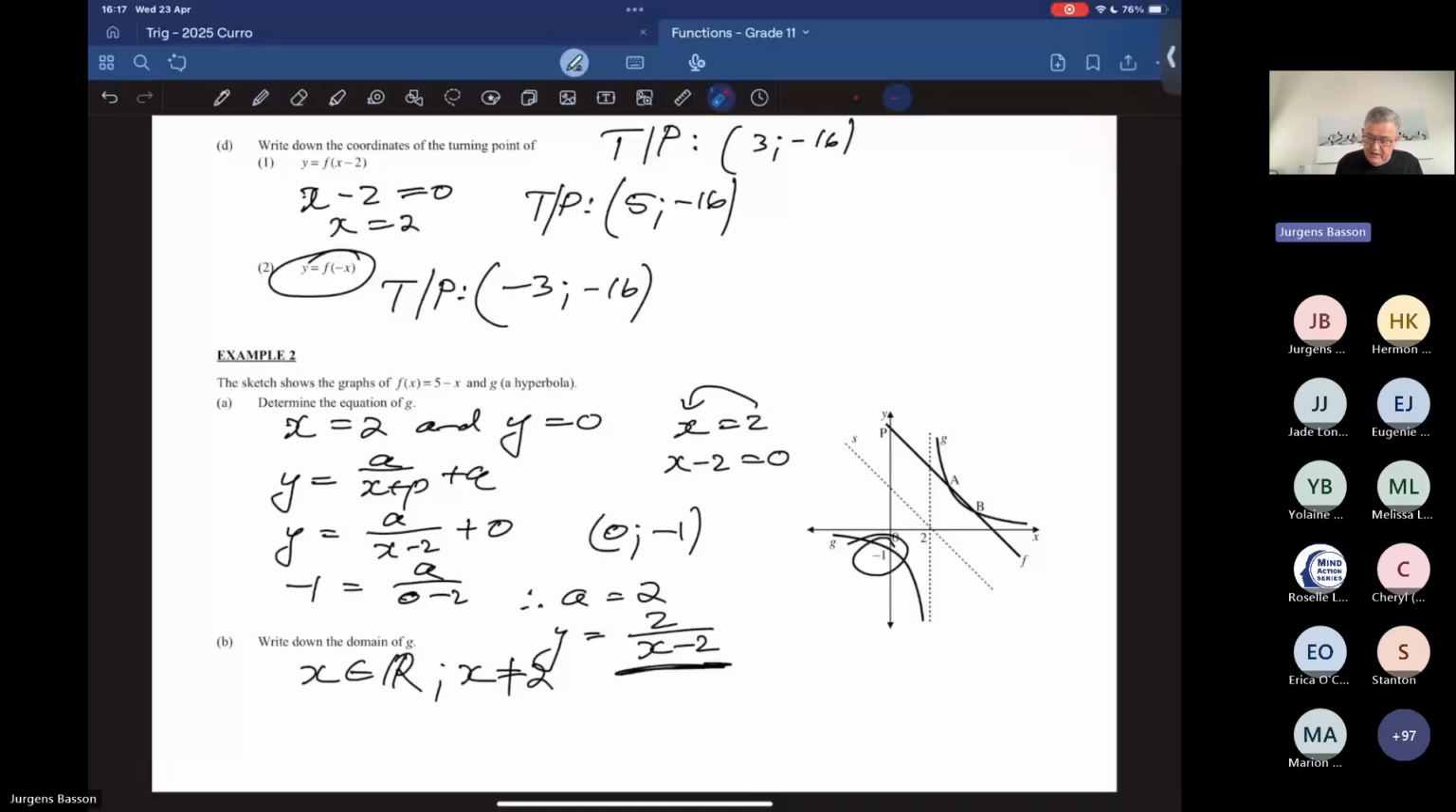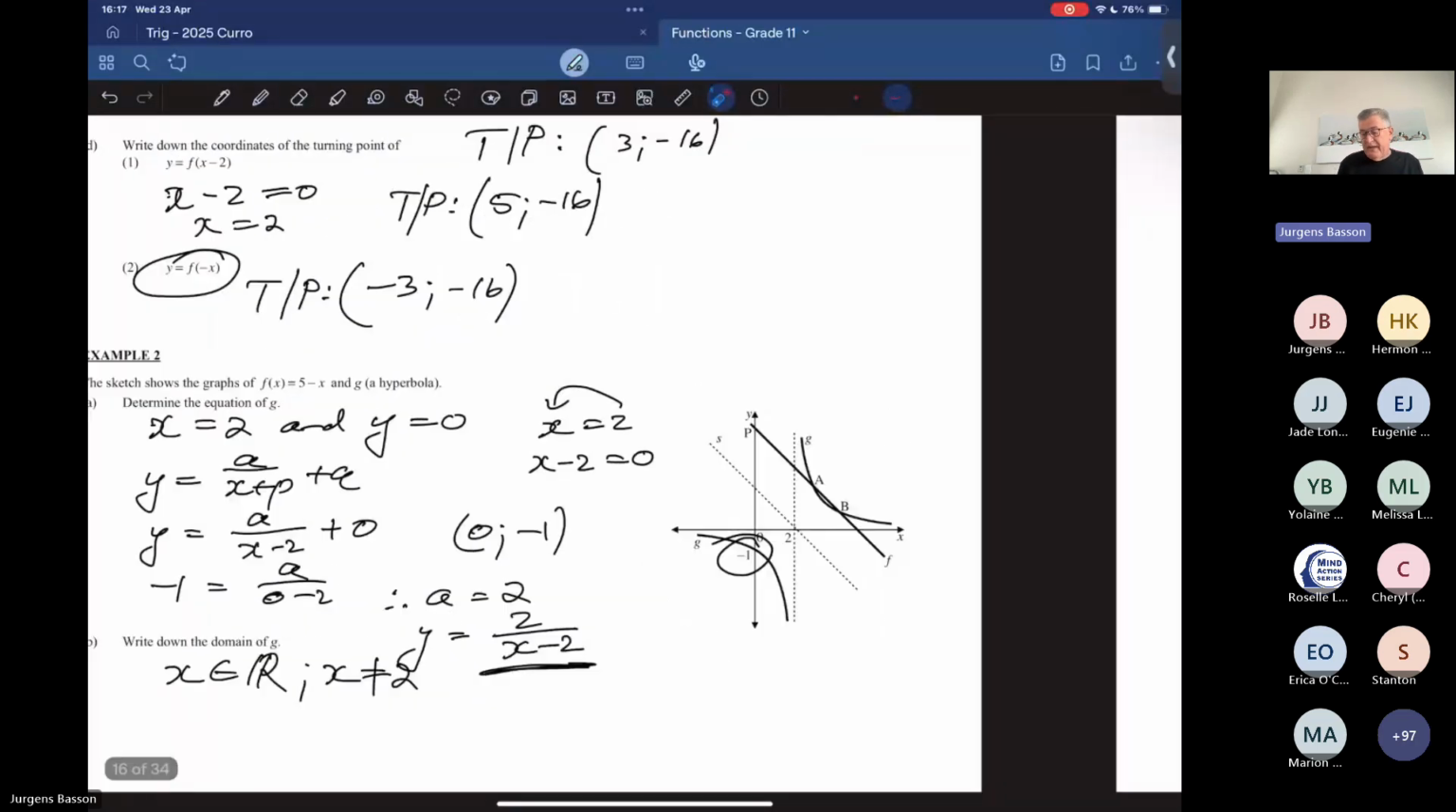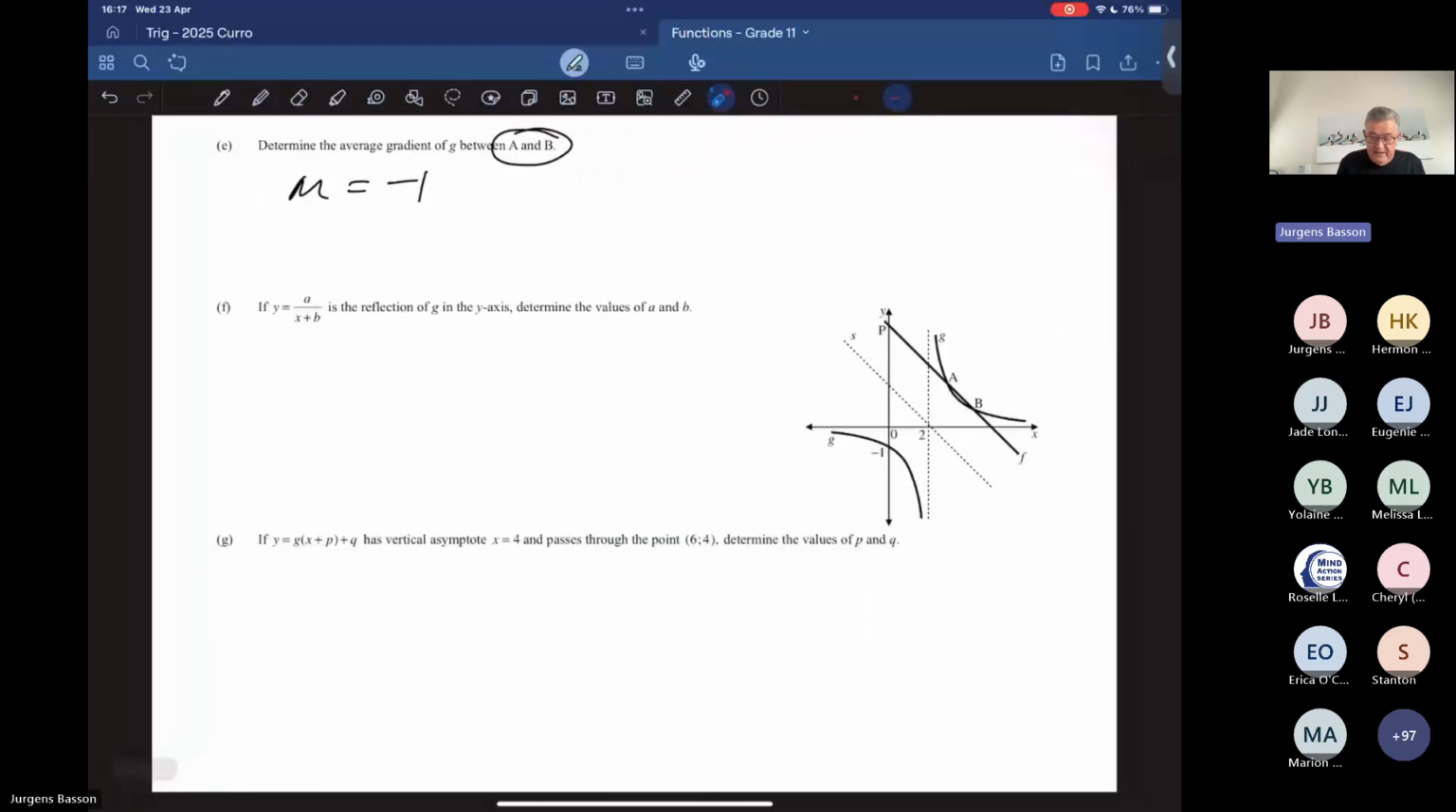That was the hyperbola, and here it is, y equal to 2 over x minus 2. So that is our g(x) graph. So if I can just maybe start there and say that g(x) is equal to 2 over x minus 2. Now what they ask us is, we must take this graph, this g, and we must reflect it in the y-axis. So that means we must find g of minus x.